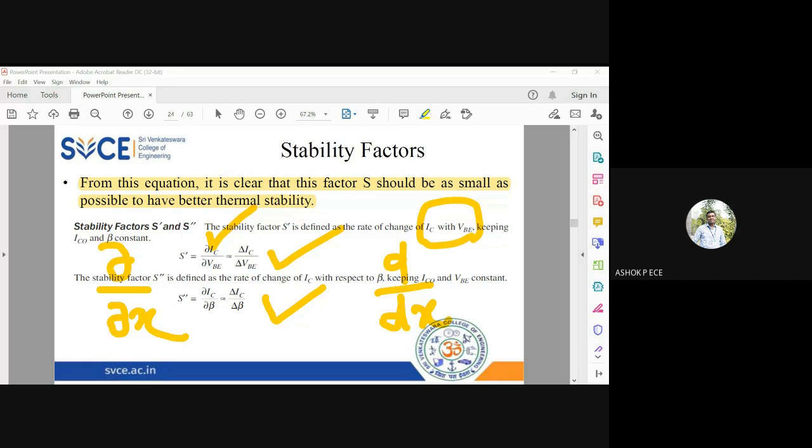All the parameters of BJT will work under constant temperature. If temperature is going to change, even the constant parameters like VBE, which you consider as 0.7 volt, and beta, which you consider as current amplification factor, all these constant parameters will also change with temperature. That is a very, very important thing you have to understand in BJT.